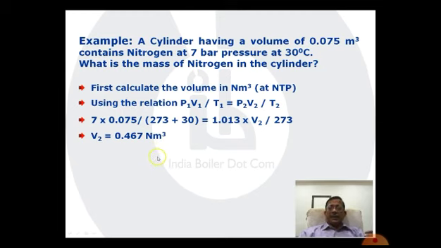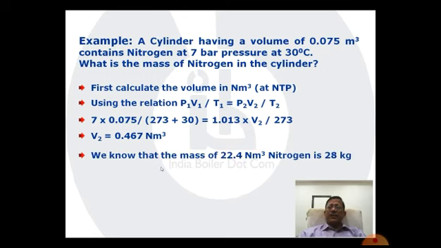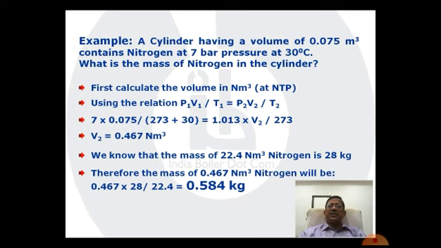Now I use the same understanding that at NTP condition 22.4 meter cube of nitrogen will have a mass of 28 kgs, right? Therefore 0.467 meter cube of nitrogen is going to have a mass of 0.584 kgs. This is the way I can use these equations.